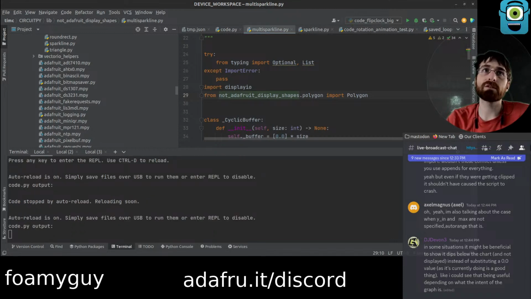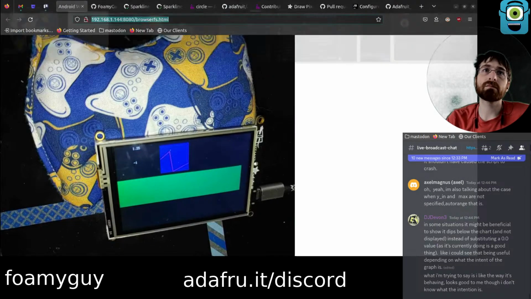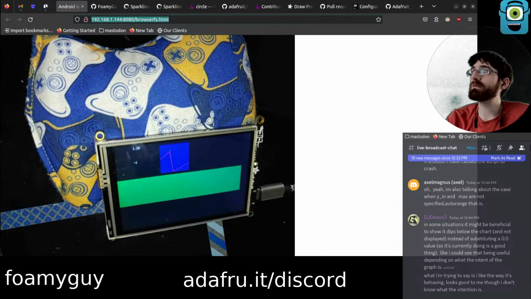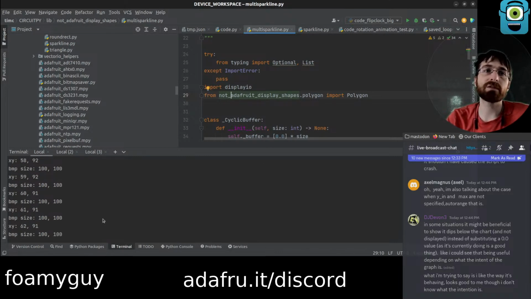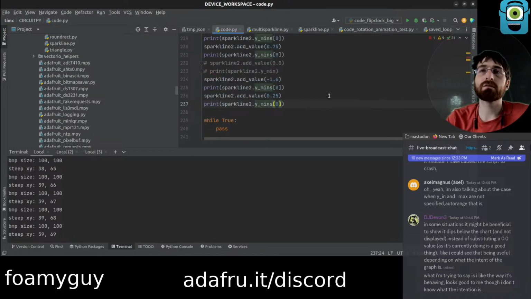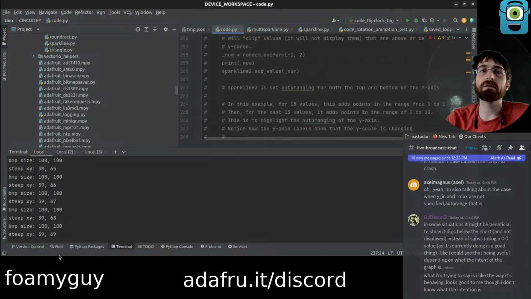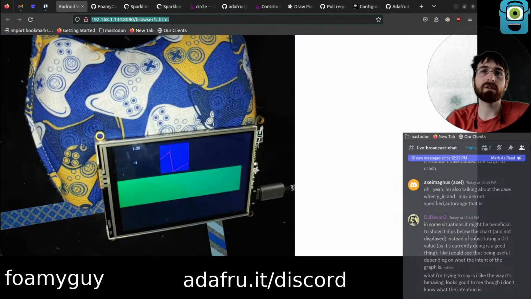Oop, wrong browser. Oh, wait, what? Oh. Yeah, I have a bunch of extra prints in it now as well, though. A bunch of extra prints, actually. Actually surprised it's printing that much.